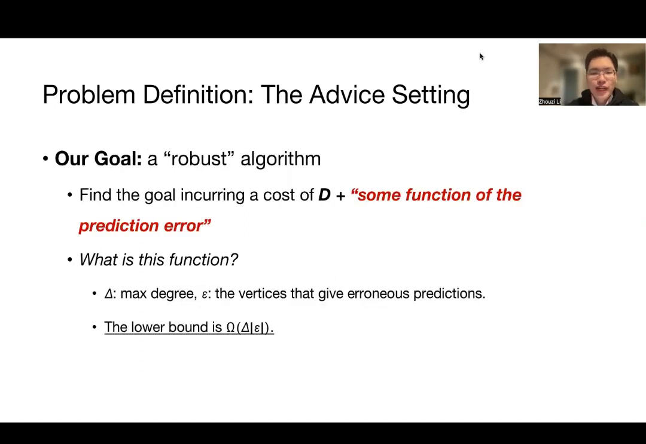Given the unreliable predictions, our goal is to find a robust algorithm, which finds the goal incurring a cost of d plus some function of the prediction error. Basically, if the error is very low, then our algorithm should also have very low cost. However, if the predictions are not so accurate and have a lot of errors, then we can have more budget. Here, we use delta to denote the maximum degree in the graph and E as the number of vertices which give wrong predictions. We can see this function of error has a lower bound of delta times the error term.